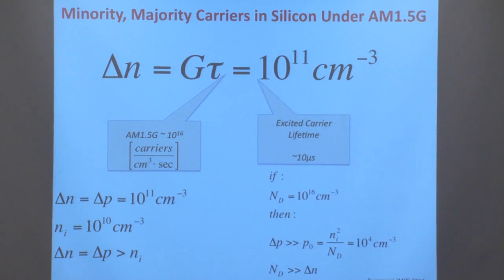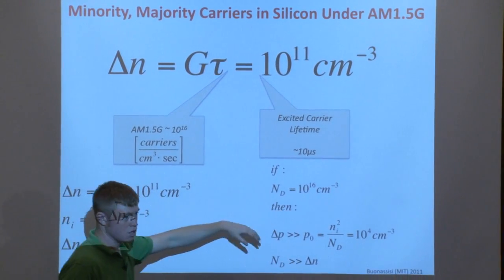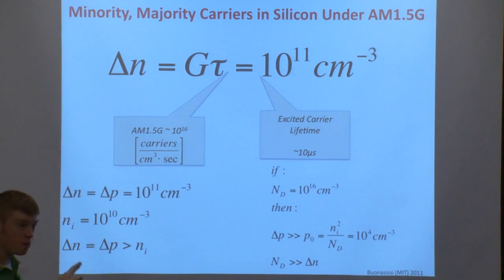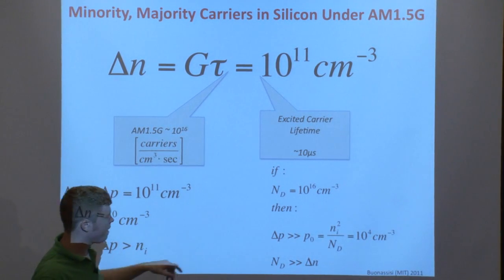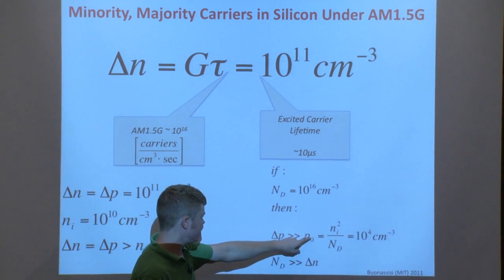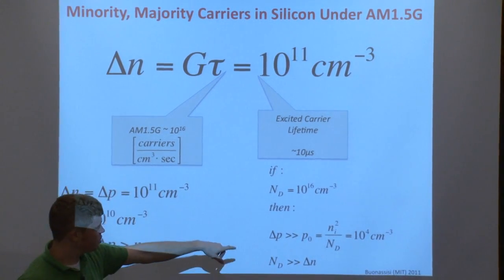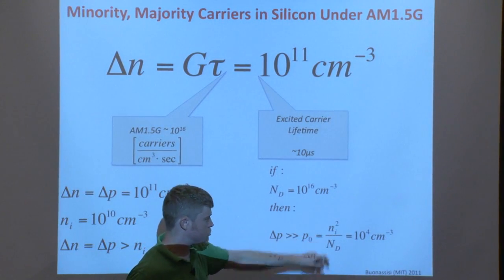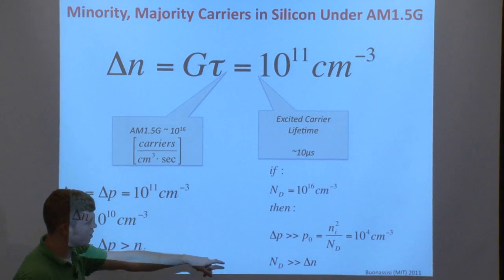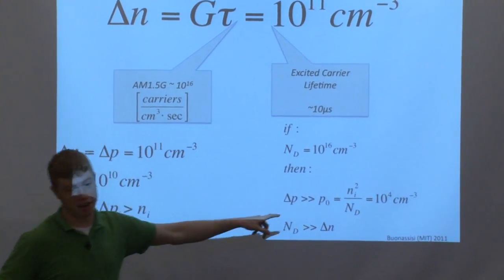Now, let's take an example. Suppose we add phosphorus at the order of about 10 to the 16. And so that's generally about what a base dopant concentration should be in that realm. It might be a little high. But you can see that your delta P is much greater than P naught. So P naught would be how many holes do you have, which is a ratio of your intrinsic carrier concentration squared over your dopant density. And that's about 10 to the 4th. So it's way, way less than what was there without excitation, right?